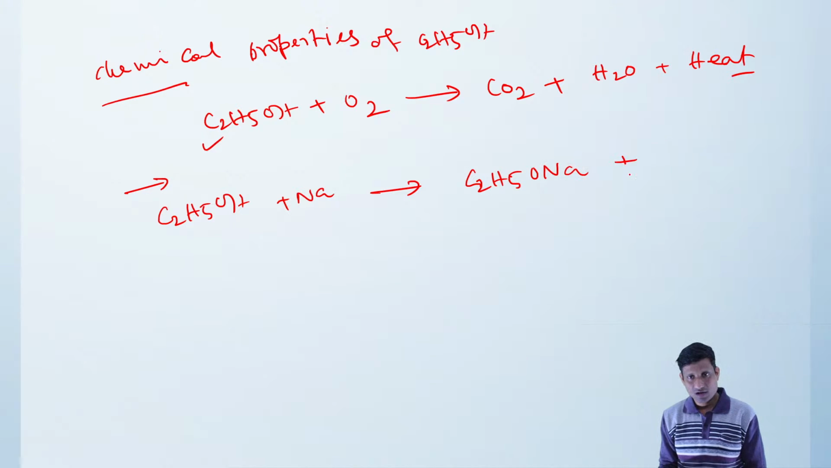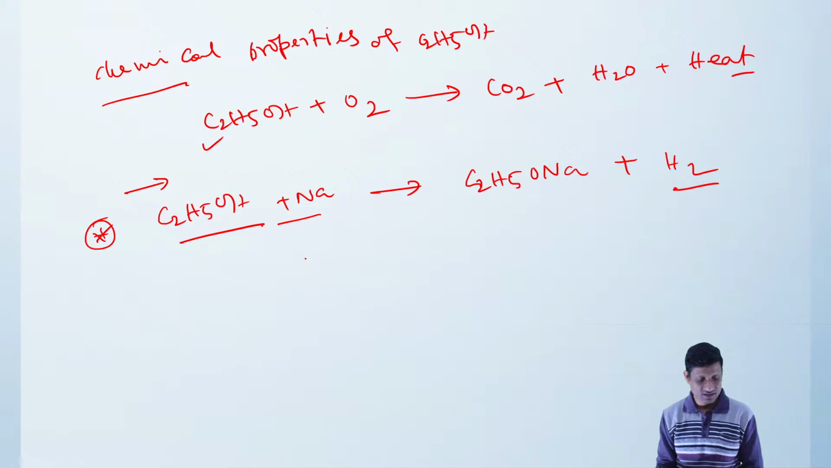C2H5ONa, and hydrogen is produced. We will study this reaction later. In this reaction the hydrogen that is produced is used as a strong reducing agent. So the mixture of ethanol and sodium basically acts as a reducing agent because it produces hydrogen, and then hydrogen acts as a reducing agent. Okay, so this is an important reaction. Maybe in the upper class we'll learn details about it.